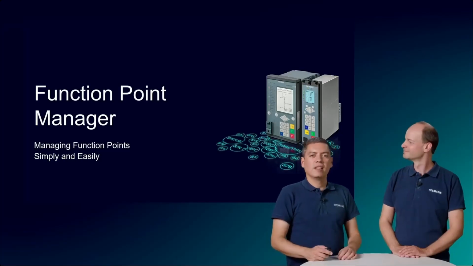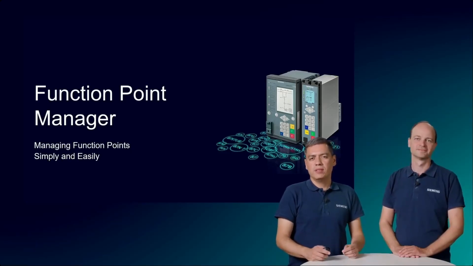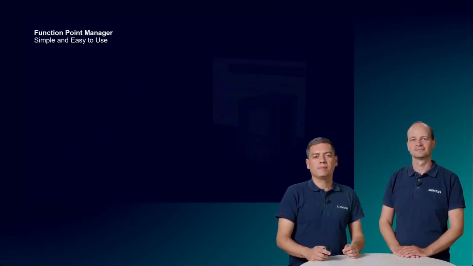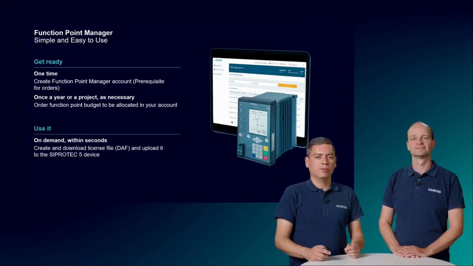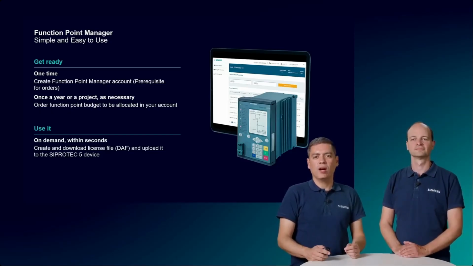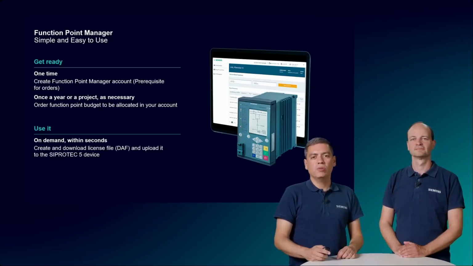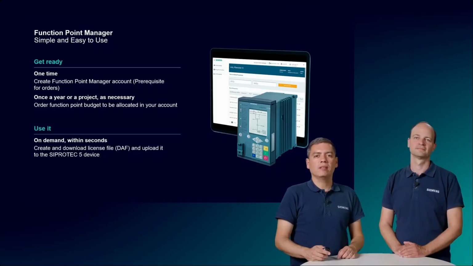Sure, Johannes. Let's now see how to manage function points in a simple and easy way. Initially, it's important to provide some basic information about this tool. When the user wants to work with function point manager and enjoy all the benefits that this tool provides, the first step is to create a function point manager account. From now on, you need to order the number of function points you want to be allocated to your account. Once this is done, the tool is ready to be used, allowing you to create and download license files in just a few seconds.